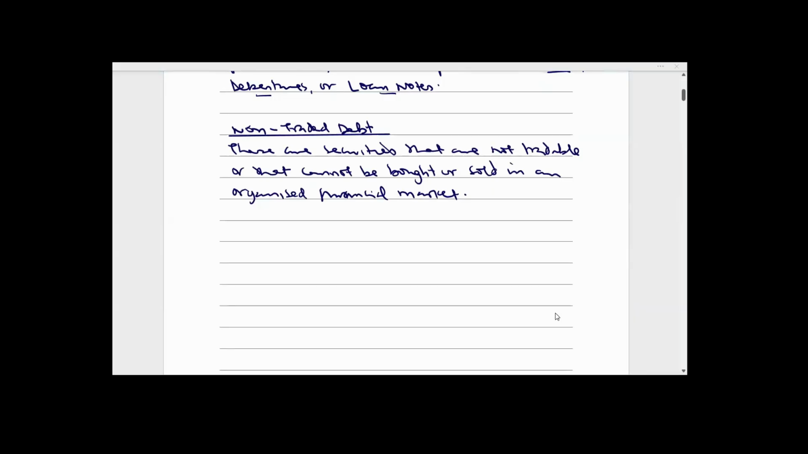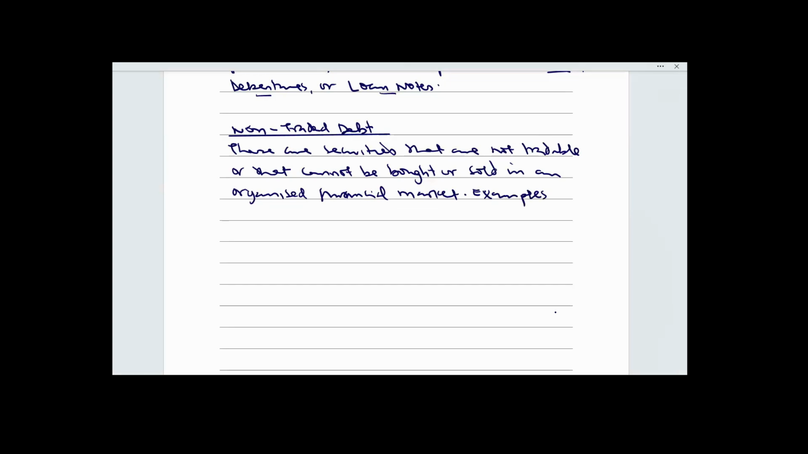Your bank loan, when you go to your bank and borrow money, you cannot take that loan that you have borrowed to the market and say you want to sell it. That's not possible. You can't go to the market and buy the loan. So they are not tradable.